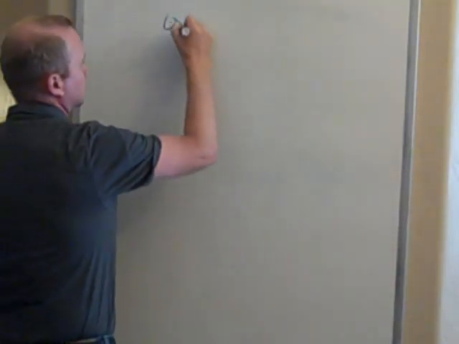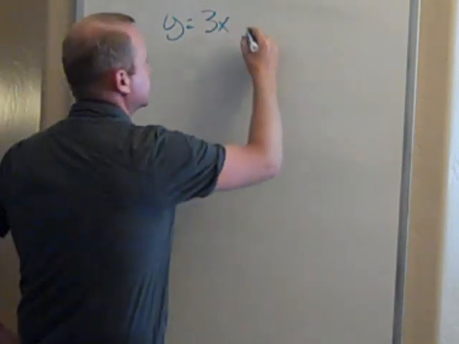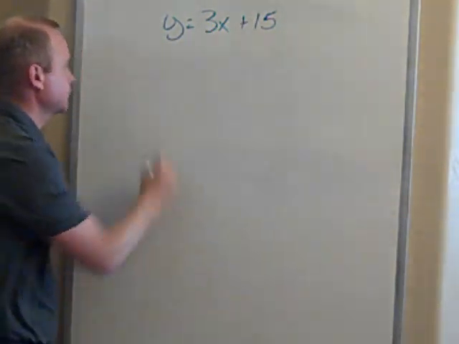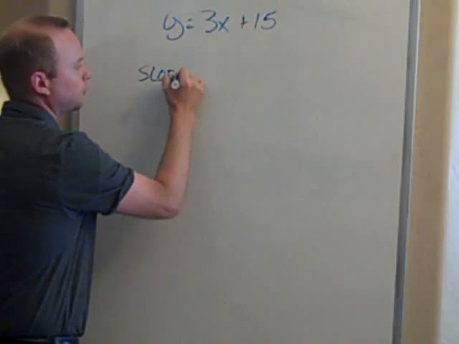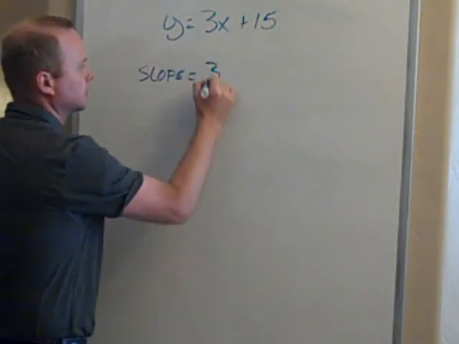We'll go y equals 3x plus 15. Okay, so first thing we want to find out is our slope. Slope, or our average rate of change, on this particular one would be 3. That's our number before the x.